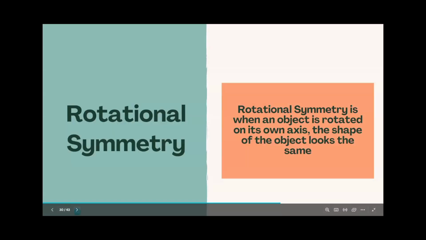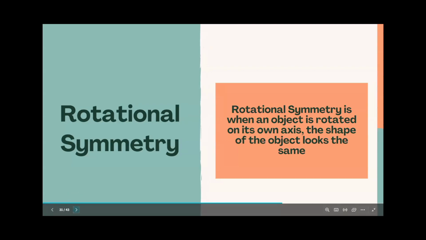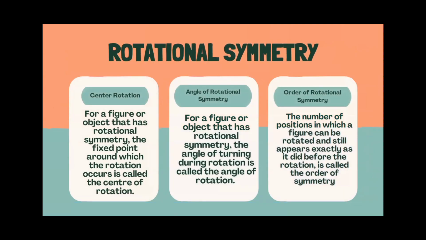Next, we are going to talk about rotational symmetry. What is rotational symmetry? Rotational symmetry is when an object is rotated on its own axis and the shape of the object looks the same. Rotational symmetry can be divided into 3 parts. The first part is center of rotation. For a figure or object that has rotational symmetry, the fixed point around which the rotation occurs is called the center of rotation.